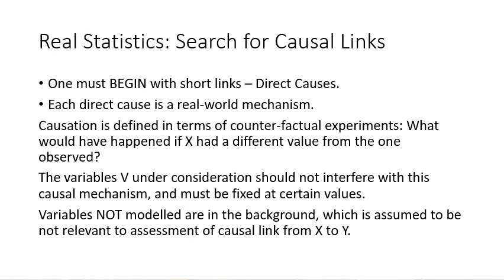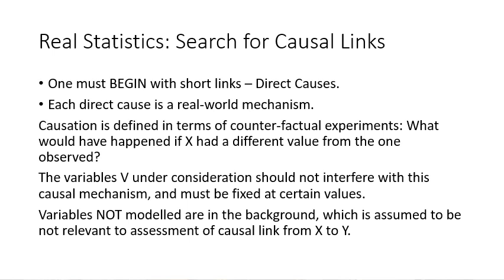Now, what is a direct cause? If x directly causes y, this is not a relationship between variables or between numbers. This is a mechanism in the real world which operates, which is such that if you change x, then it has an effect on the variable y. Either it directly changes it or it changes the probabilities of outcome. So when we are searching for causes, we are searching for some mechanism which exists in the real world.